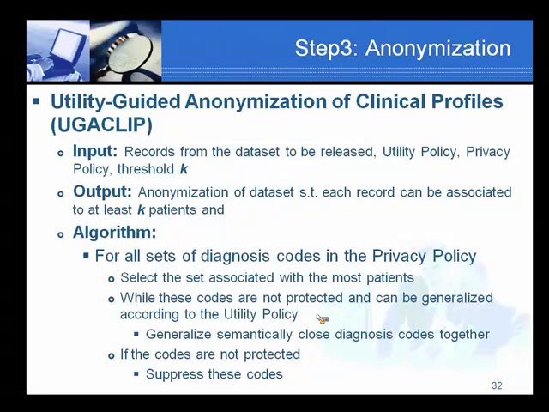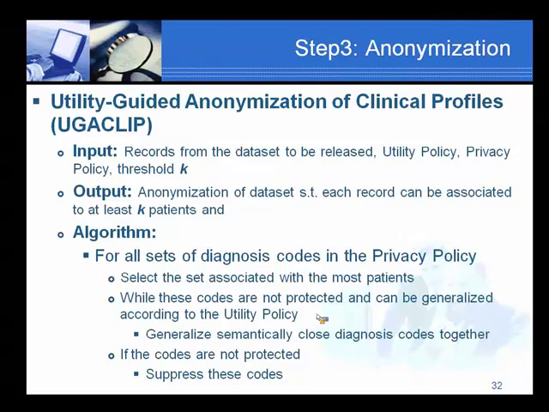Then, having constructed the privacy policy as well as the utility policy, we use them in our utility guide anonymization of clinical profiles, or simply UGA-CLIP algorithm. This algorithm gets privacy and utility policies as well as the dataset and outputs an anonymization of the dataset such that each record is associated to at least K patients. So it guarantees protection. How does it work? Briefly put, it considers sets of codes in the privacy policy in an iterative function.